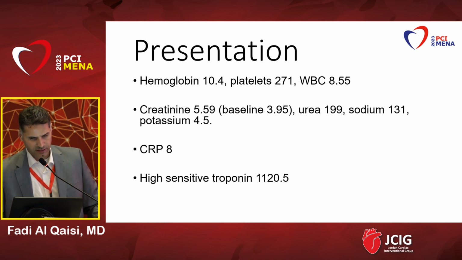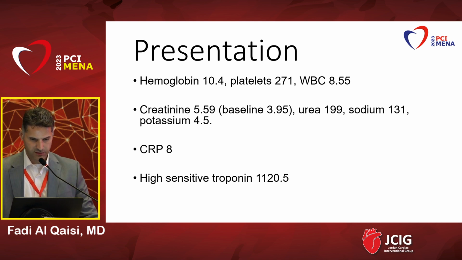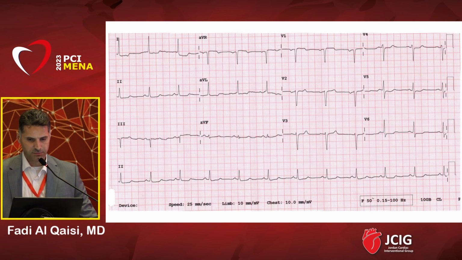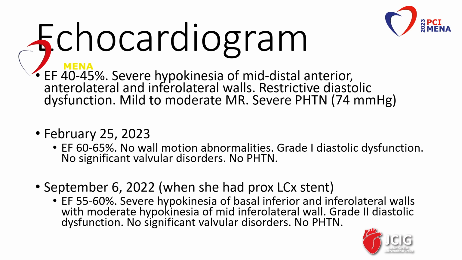She has baseline anemia with the chronic kidney disease. Her new creatinine was 5.59, baseline was 3.9. CRP was negative and high sensitivity troponin was more than 1,000. This is her baseline ECG that shows sinus rhythm and ischemic ST-T wave changes. Echocardiogram showed EF 40 to 45% with severe hypokinesia of mid to distal anterolateral and inferolateral walls.